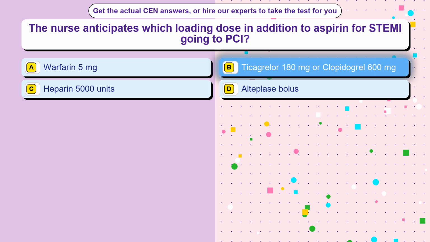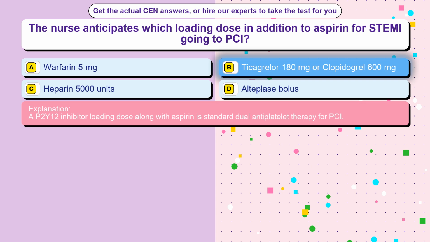The correct answer is option B, ticagrelor 180 mg or clopidogrel 600 mg. A P2Y12 inhibitor loading dose along with aspirin is standard dual antiplatelet therapy for PCI.